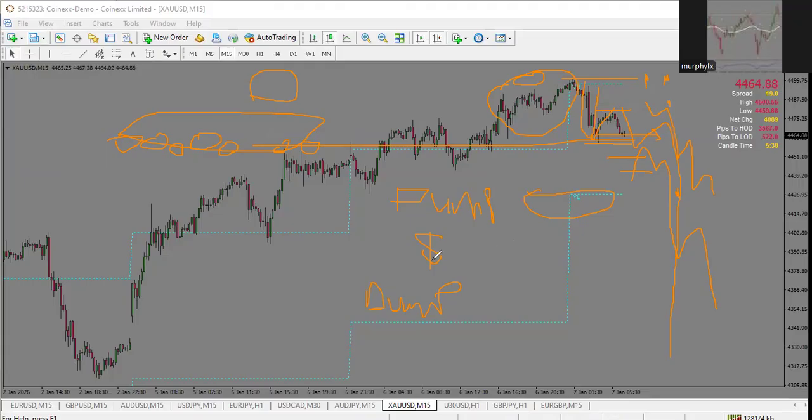Let's see what is going to happen. So here is the TP1, then TP2. Then this is the area of interest. If you want to look for new changes, either here or here, this is the base. So that is it, guys.